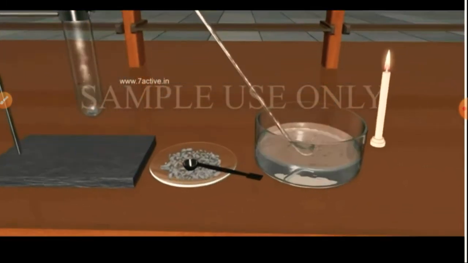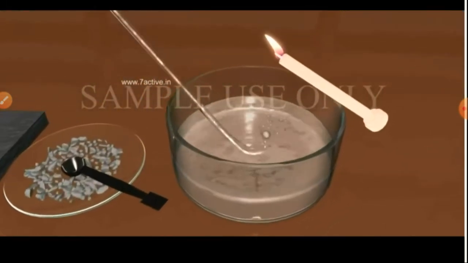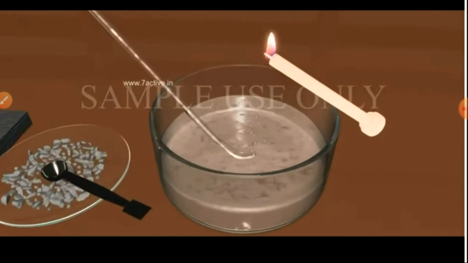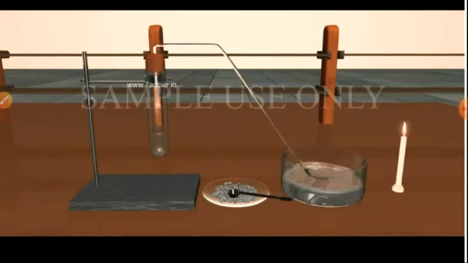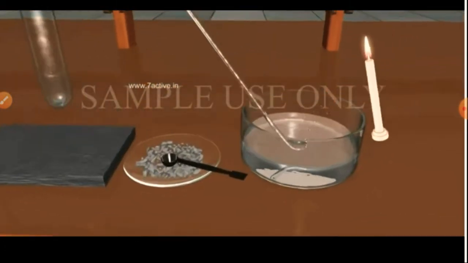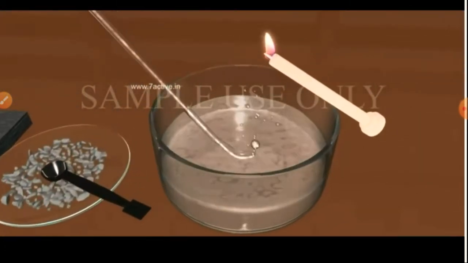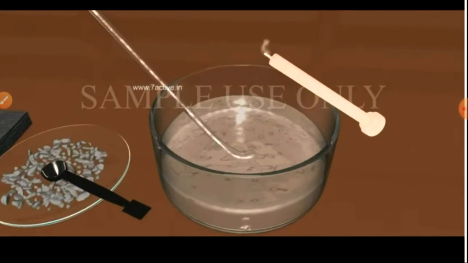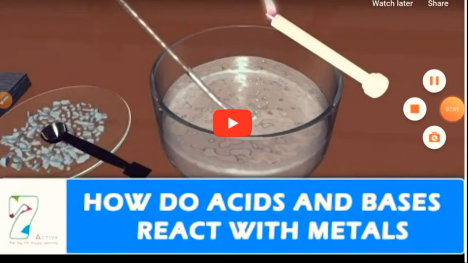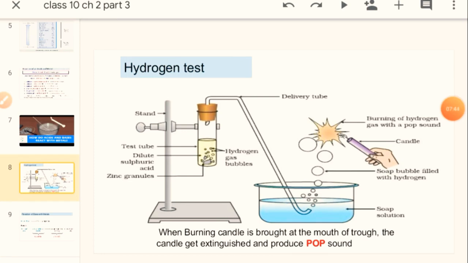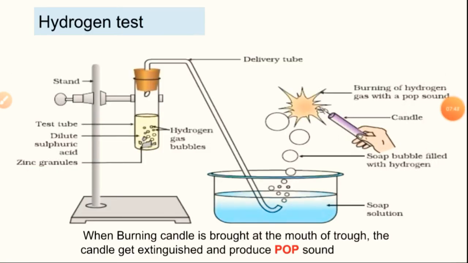Now we bring the burning candle near the mouth of the trough. We see the soap solution produce the soap bubbles. So these soap bubbles will be containing the hydrogen gas. So what happens? The burning candle will... So what we have observed is some sound was produced when the candle got extinguished. So that is a pop sound.